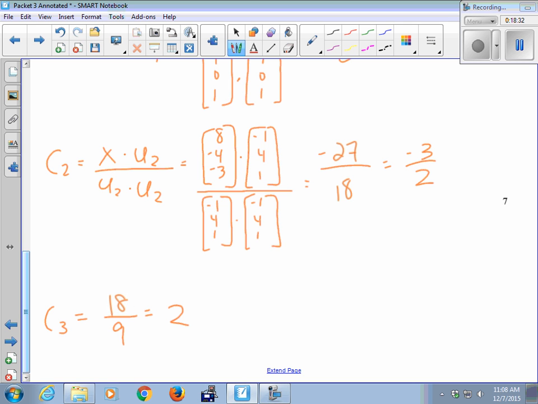All right, so it's just another way of finding the weights. What weights do you put on a basis to get a given vector? And remember, this trick only works if you have an orthogonal basis.